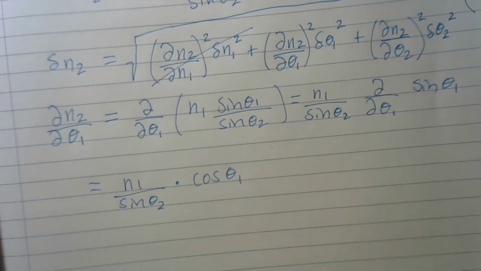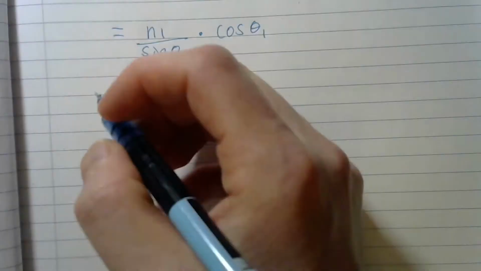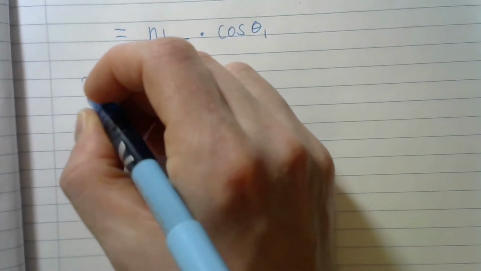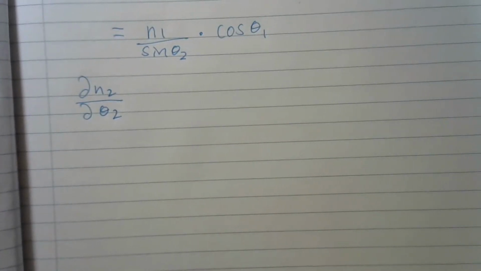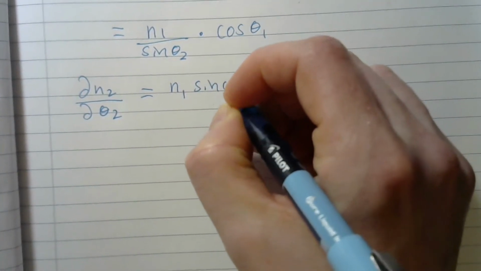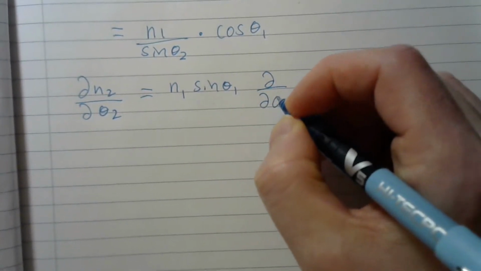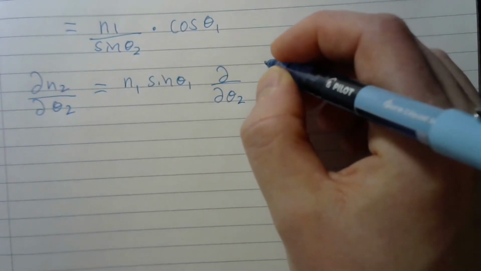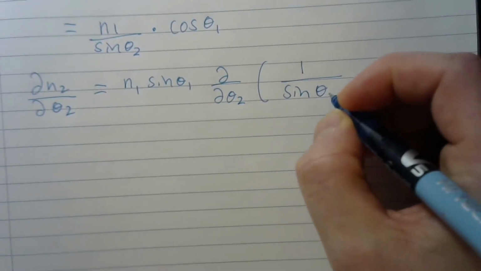Now I just have to do my second partial derivative. Now this one's going to be a little bit more tricky. You'll see why in a minute. So we have partial derivative of N2 with respect to theta 2. So in this case, now theta 1 and N1 are constants. So I'm going to write N1 and sine of theta 1 out in front. And I have partial derivative with respect to theta 2 of 1 divided by sine of theta 2.